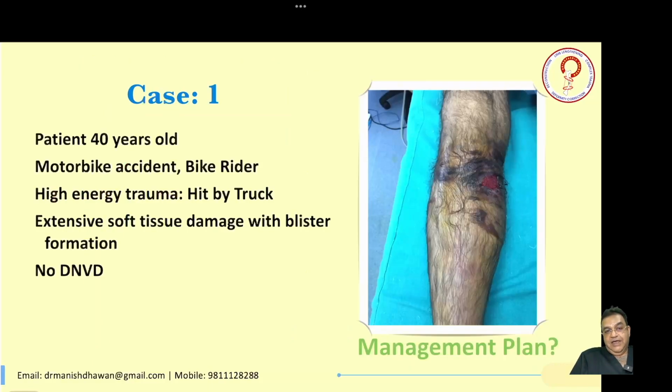Now we will learn from the case. This is the first case. This is a 40-year-old male. He had a motorbike accident. He was a bike rider, and it was a very high energy trauma.